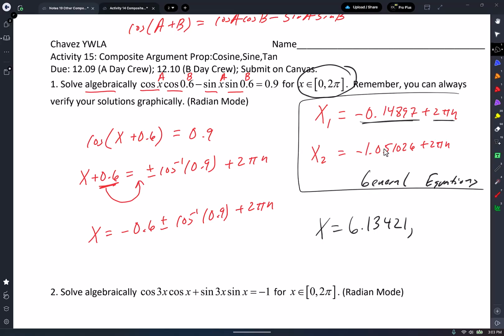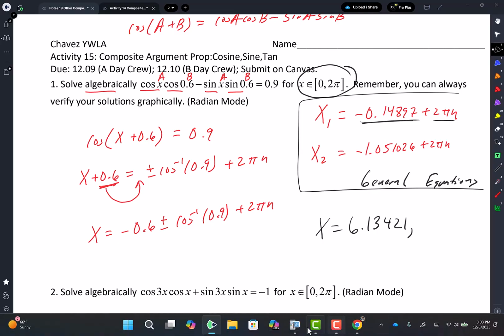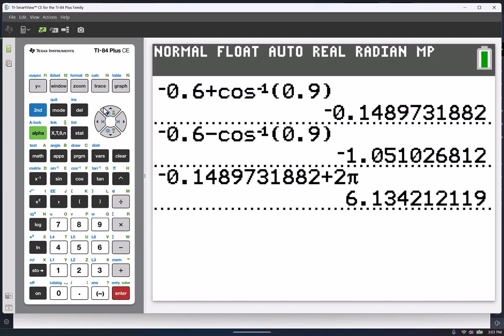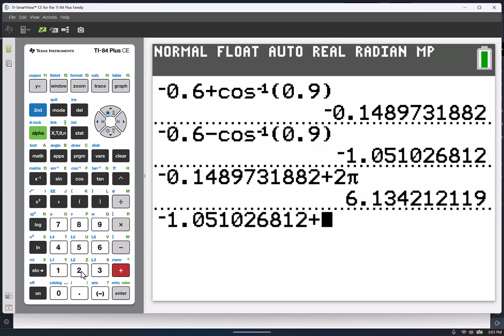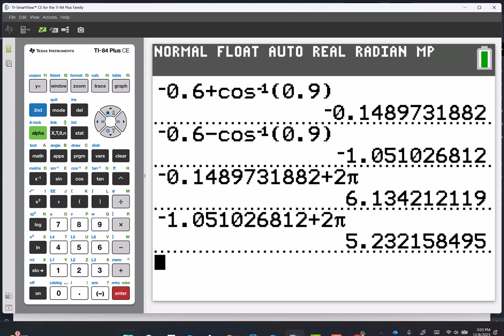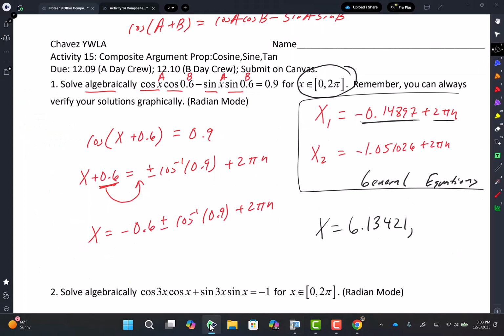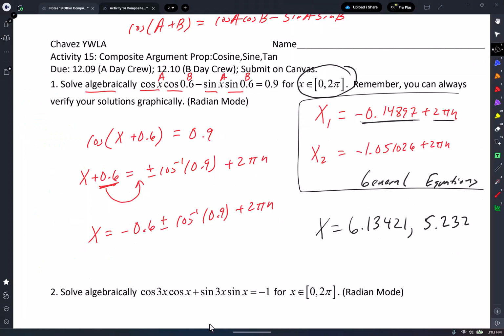I do the same thing. I grab this negative 1.05 and I add 2 pi. So I'm just going to grab that one right there. Enter. And I'm going to go plus 2 pi. It's going to be like 5 point something. 5.2321, or 22 if you round. 21 truncated. And there it is.